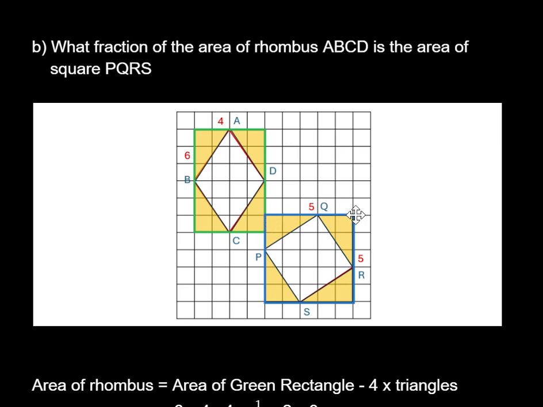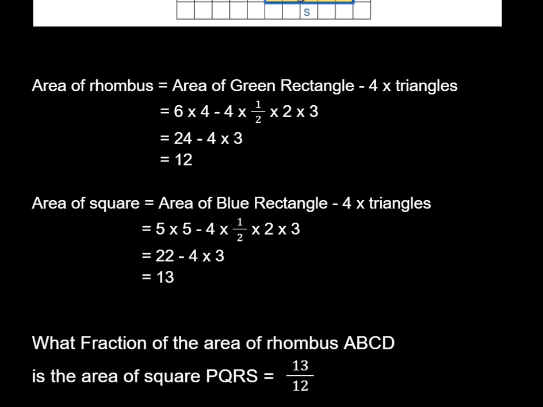Similarly, for this blue square or rectangle, in this case it's a square because it's 5 by 5. If I get this area and subtract away the 4 triangles, I will also get the area of the square. The other thing you'll notice is that the size of the triangle is exactly the same for both figures because they are all 2 by 3 or 3 by 2. So with that we can now calculate the area.